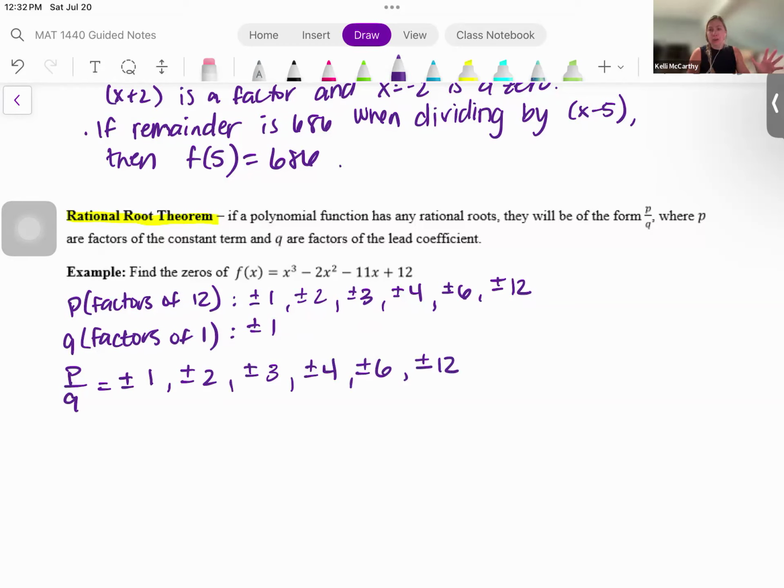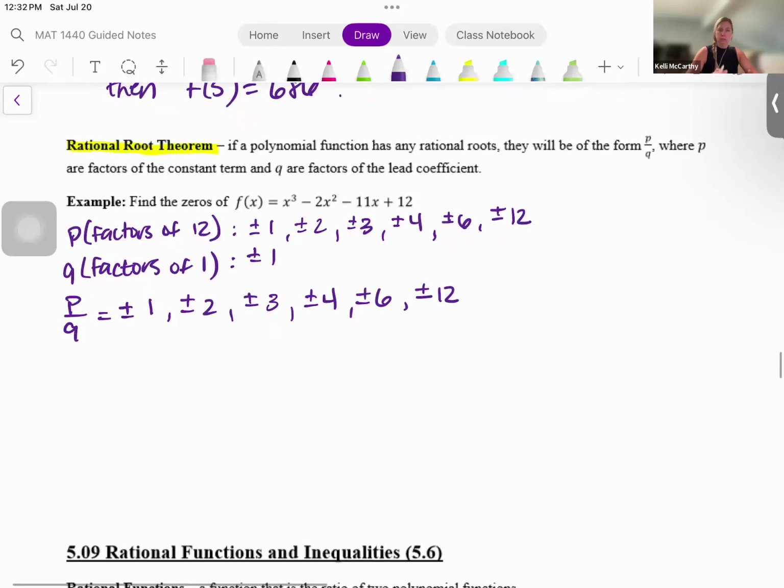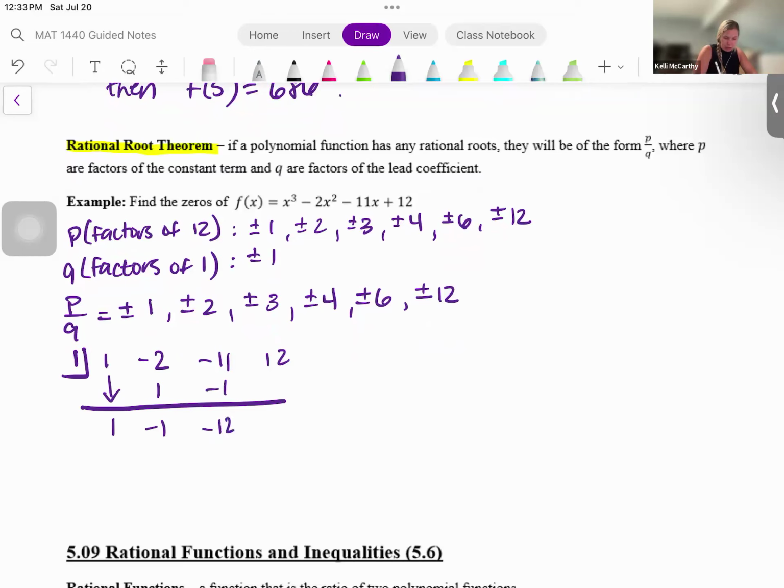That's like 12 different values, okay? We're going to just start testing some of these values using synthetic division. I'm going to start with 1 because it's easy. So 1, my coefficients for my polynomial are 1, negative 2, negative 11, and 12. Bring down the 1. 1 times 1 is 1. Negative 2 plus 1 is negative 1. Negative 1 times 1 is negative 1. Negative 11 plus negative 1 is negative 12. Negative 12 times 1 is negative 12. 12 plus negative 12 is 0.